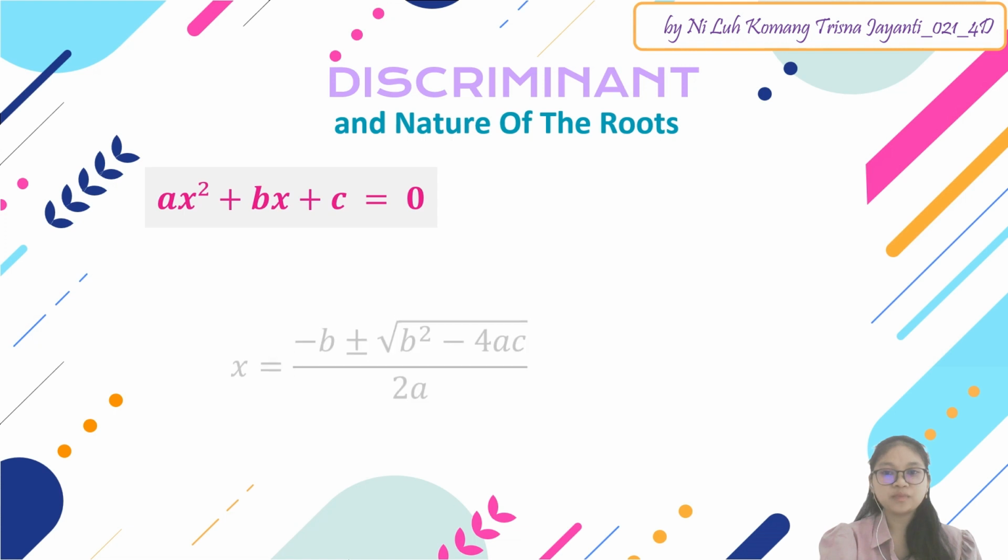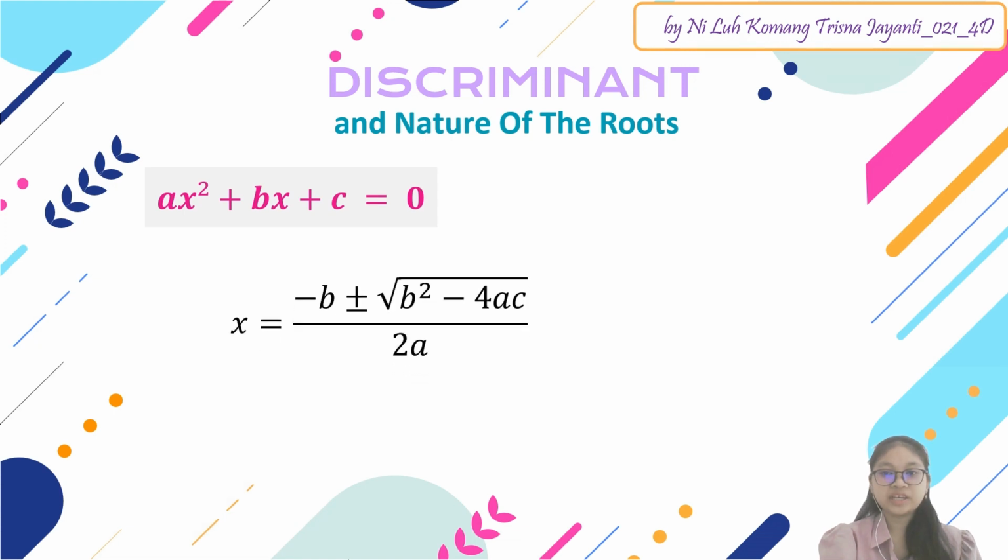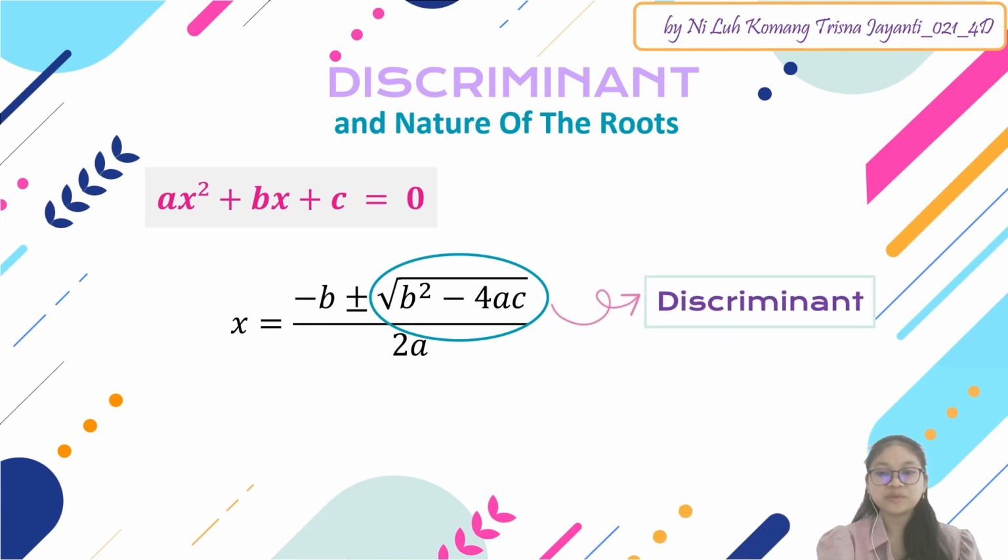Let's discuss the concept of the discriminant and the nature of the roots in a quadratic equation. The general form of a quadratic equation is ax squared plus bx plus c equals 0. To find the roots, we use the quadratic formula: x equals negative b plus or minus the square root of b squared minus 4ac, over 2a. In this formula, the term b squared minus 4ac under the square root is known as the discriminant. The discriminant helps us determine the nature of the roots of the quadratic equation.